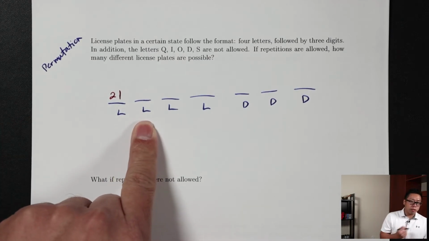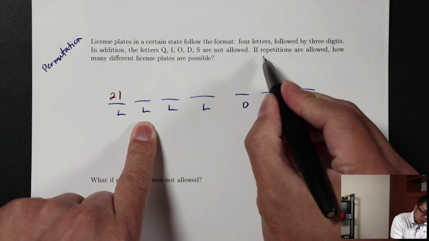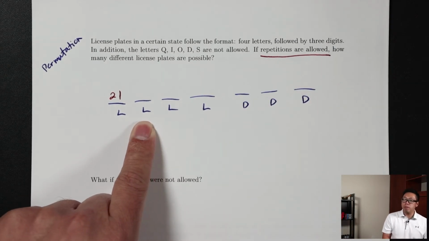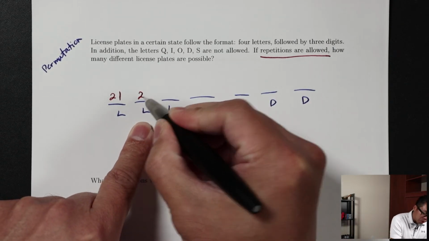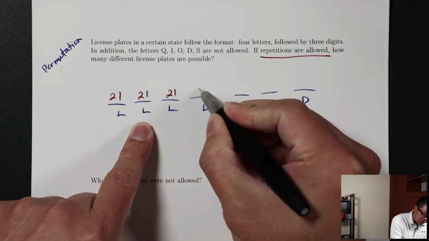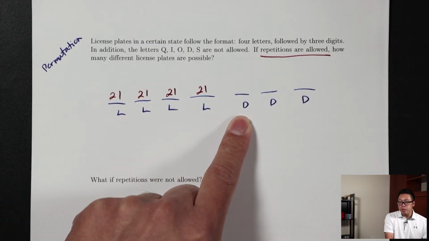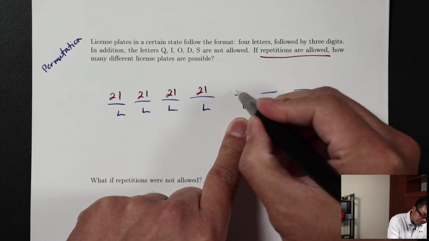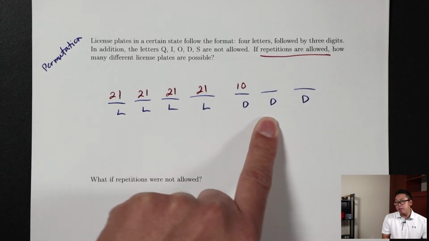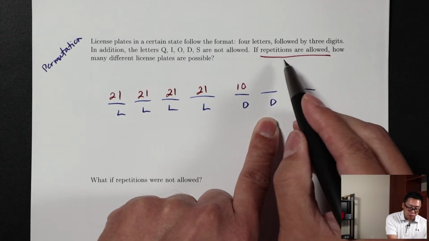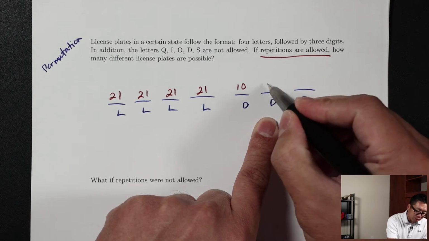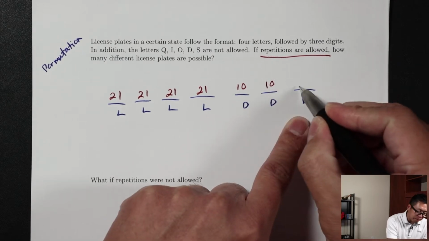Next letter, question is, are we allowed to repeat? Repetitions are allowed. So if repetitions are allowed, you don't have to reduce. So we have the full 21, 21, 21. Digit, that's 0 through 9. Normally that's 10. Next digit, because we are allowed to repeat, we don't have to reduce. So we have the full 10, the full 10.